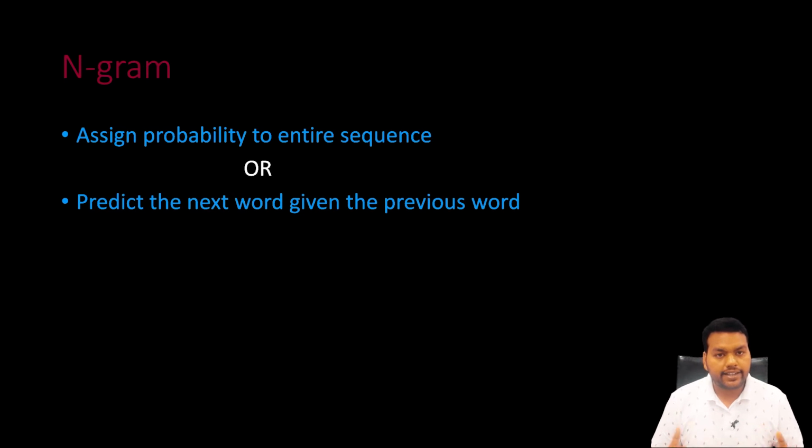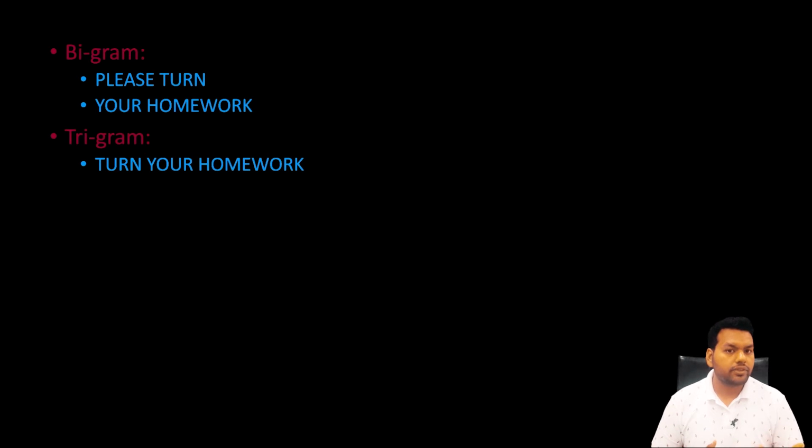So an n-gram is nothing but a contiguous sequence of words from a given sample of text. If we change the value of n: if n equals 1 it becomes a unigram, if n equals 2 it becomes a bigram, and if n equals 3 it becomes a trigram. A unigram means one token or one word. A bigram uses two words, like "please turn". So "please turn" is a bigram. "Your homework" is again a bigram.